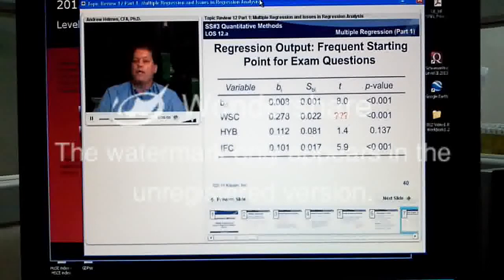All right, so going back to our data now. We're looking at the regression output for our regression of hedge fund returns against the 3 independent variables.